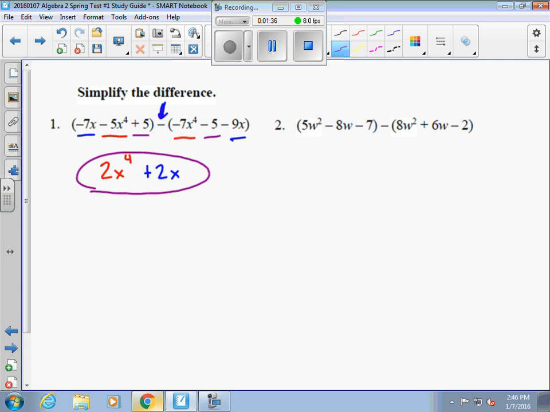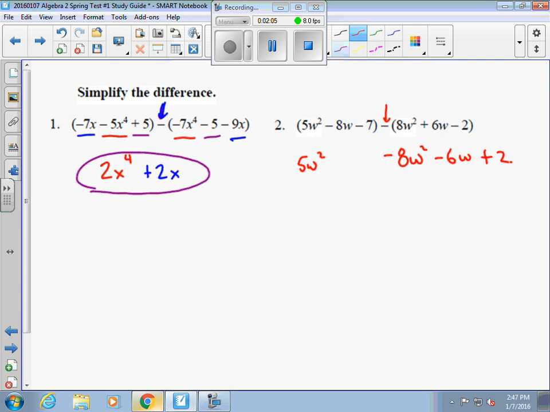5w squared minus 8w minus 7 minus 8w squared plus 6w minus 2. Another way to do these problems, anytime you have minus in the middle, is to change the sign of everything after it. So instead of positive 8w squared, negative 8w squared. Instead of positive 6w, negative 6w. And instead of negative 2, minus a negative would make it plus 2.